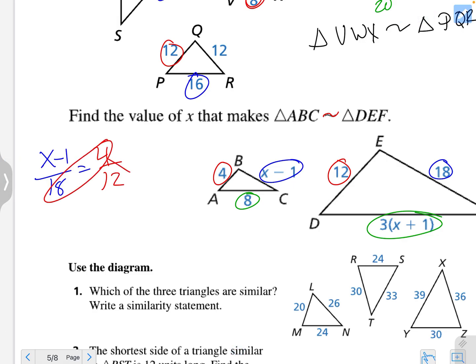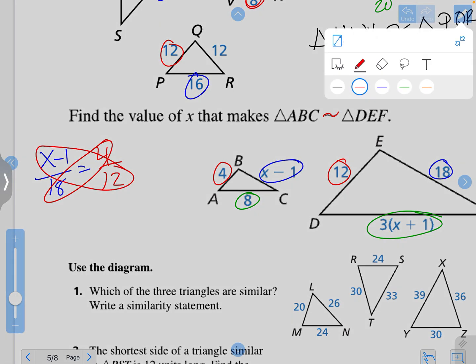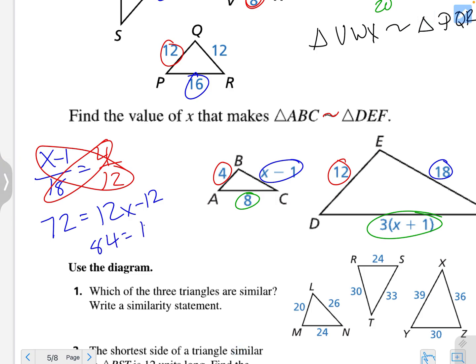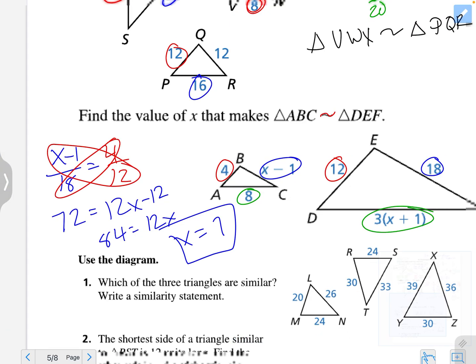Here we just cross multiply and we divide. 4 times 18 is 72, equals 12x minus 12. So I'm going to add 12 and get 84 equals 12x. We're going to divide by 12. Our x is going to equal 7.